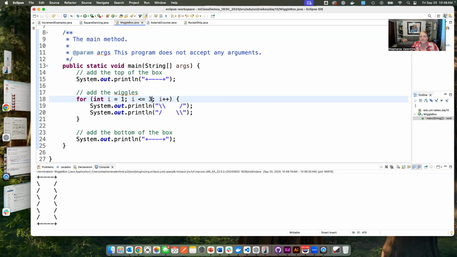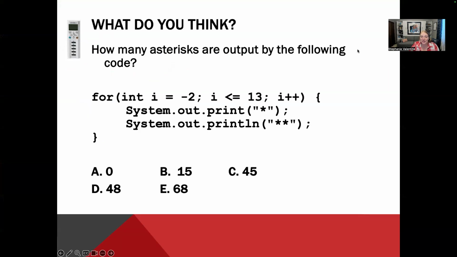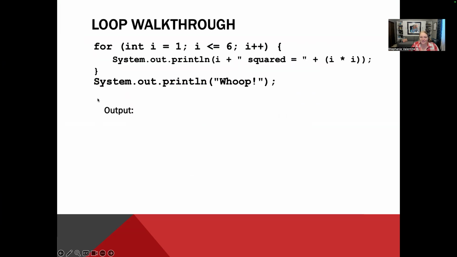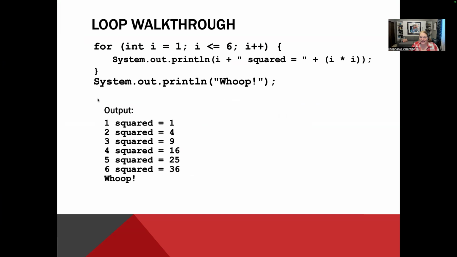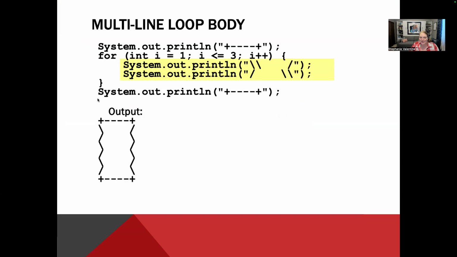Great. Okay. The next thing is a question for you. If we were in class, we would do this as a poll. But for right now, just come up with an answer. Pause this video, come up with an answer, and see what you think. How many asterisks are going to be output by the code? If you paused it, I think you're back now because you're hearing me say this. So let's think about it.